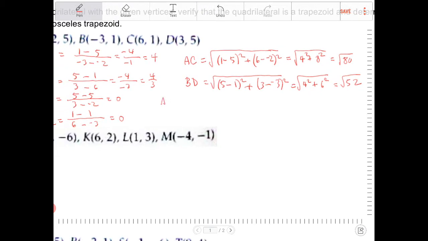So ABCD is a trapezoid only because diagonals AC and BD are not congruent.